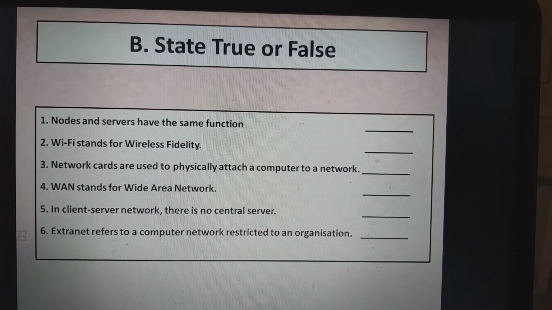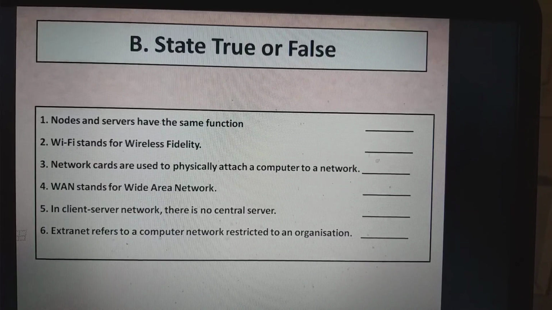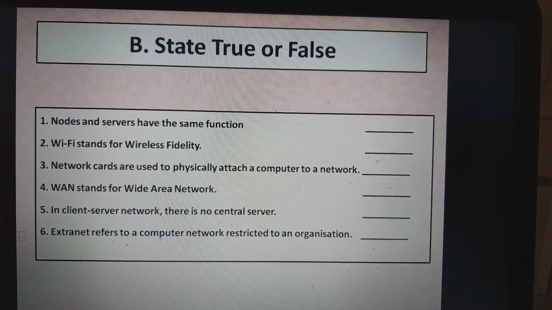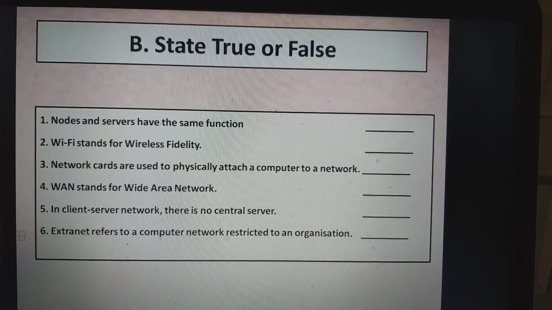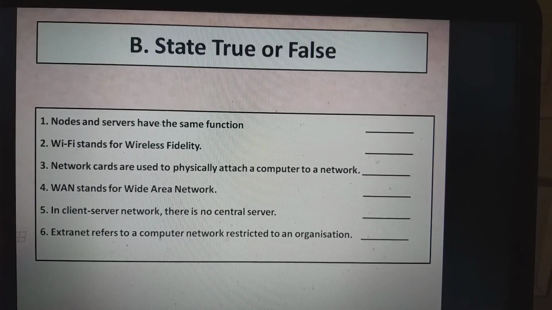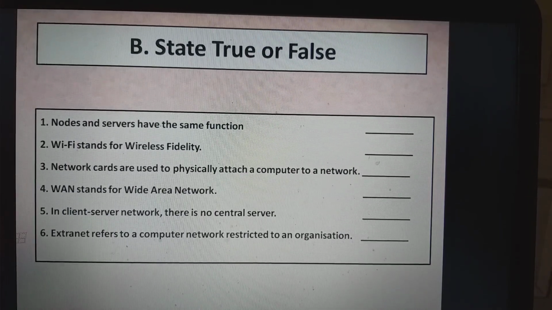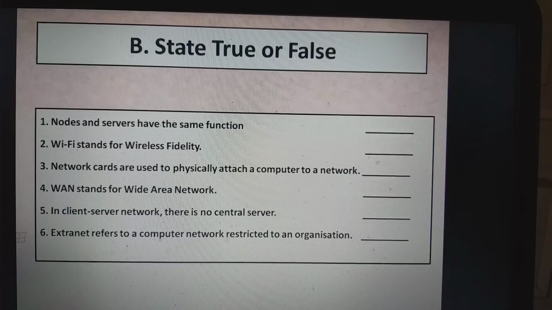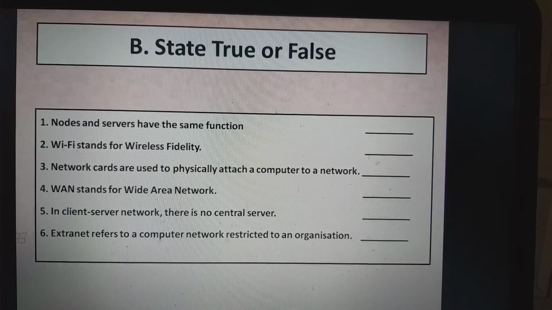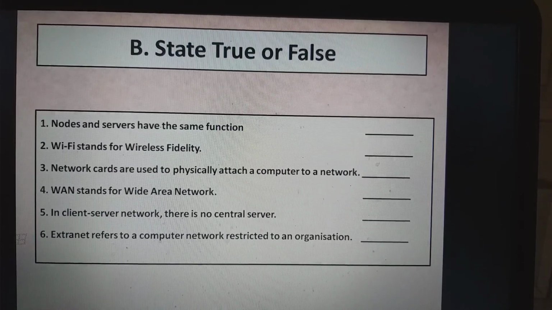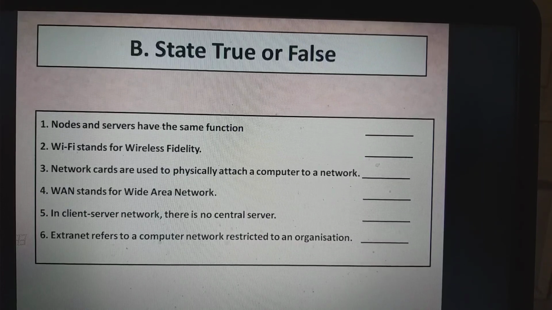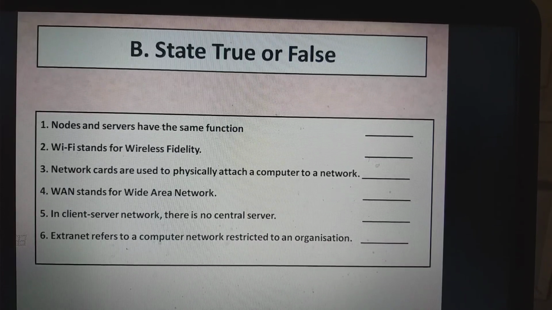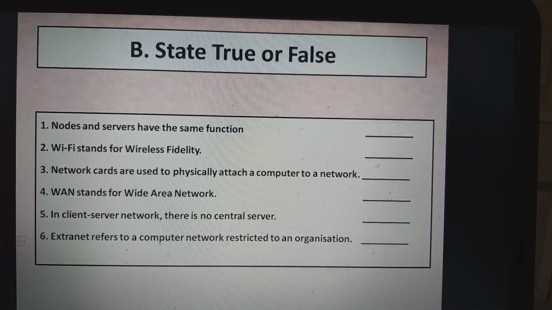Number 4. WAN stands for Wide Area Network. Yes, it will be true. Number 5. In client server network, there is no central server. What will be the answer? It will be false. In client server network, there is a central server. Number 6. Extranet refers to a computer network restricted to an organization. What will be the answer? It will be false.